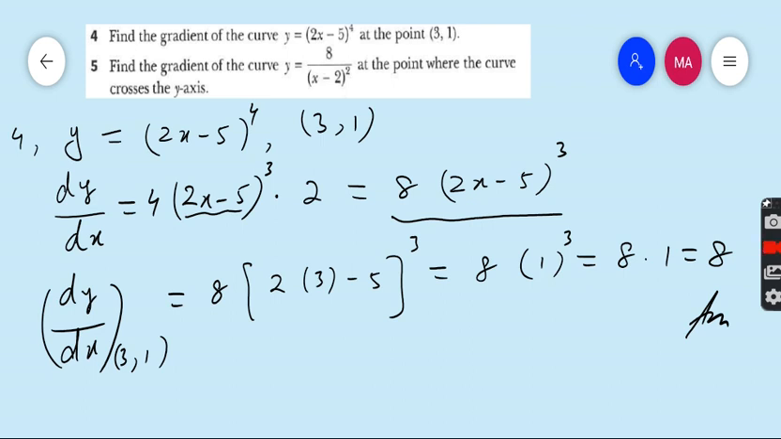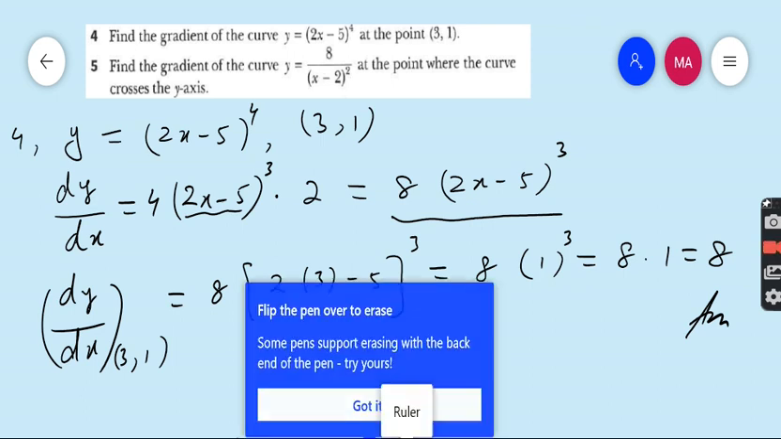Kindly wait, I am checking the answer in the book. I always check the answer in the book for the satisfaction of the student as well as the teacher. Yes, the correct answer is 8 and we got 8. Move to the next question.